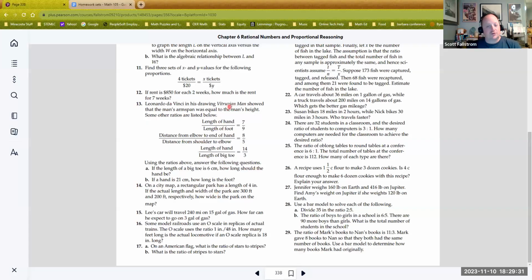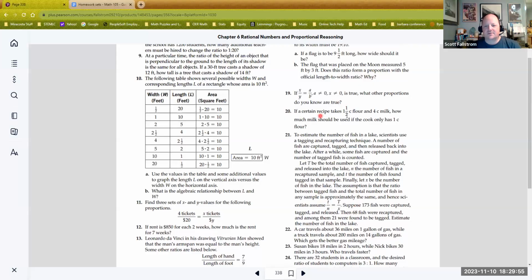So again, proportional reasoning. You probably do this more often than you think. Look at this one, number 15. Here's how many miles I can go on 15 gallons of gas. How far can I go if I just have 3 gallons of gas? Okay, there's ratios. Put them into an equal sign to find the missing piece. You've got a proportion.